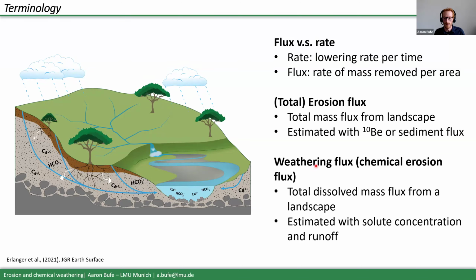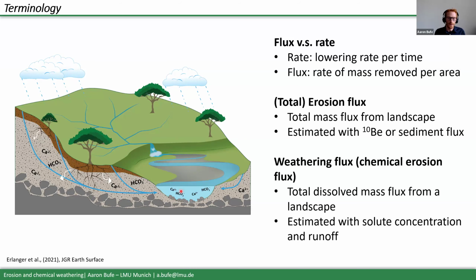So that is the portion of the erosion that is chemical, that is removed in solution, so it's the total dissolved mass flux from a landscape, and that can be estimated, for example, by looking at the solutes that come out in rivers, and then multiplying the concentration of solutes in the rivers with the runoff, with the amount of water, essentially. So that's just an aside here.